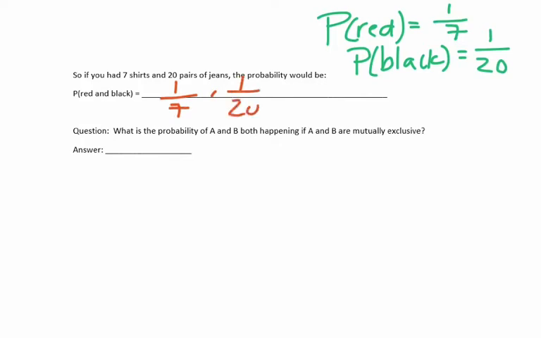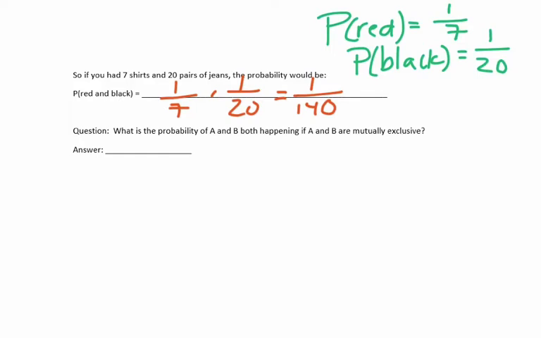times 1/20th, and we just multiply straight across. 1 times 1 is 1, 7 times 20. Now the easiest way to do that is to do 7 times 2, which is 14, and then you have the extra 10, which makes it 140. So the probability in that case that you would choose the red and black combination is 1 out of 140.